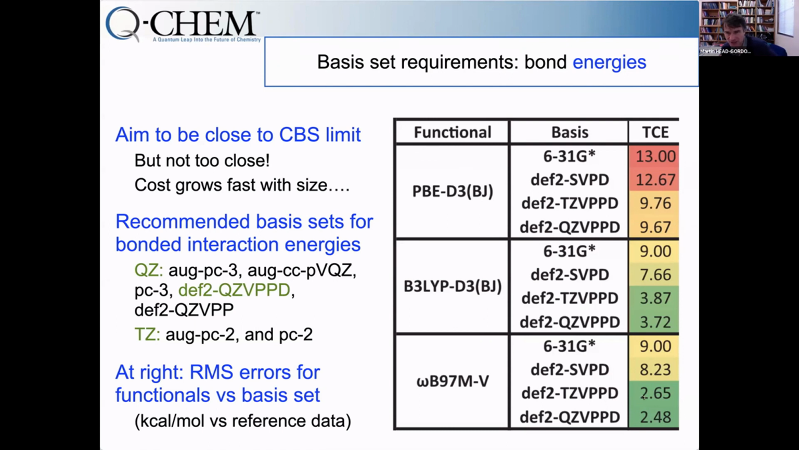I can see a question in the chat about geometry optimization. It also benefits from at least triple zeta, but the benefit is smaller because you have better opportunities for error cancellation.